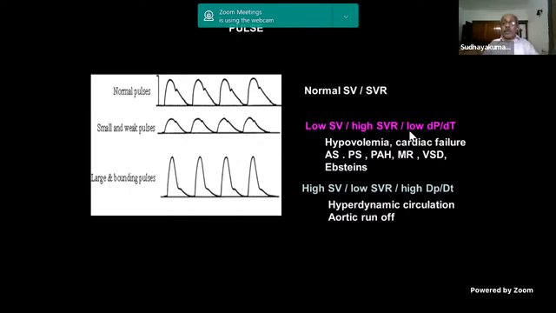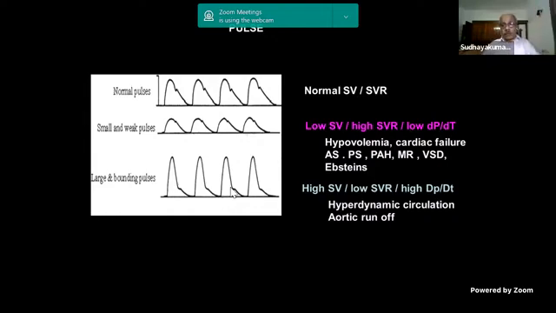Then low dP by dt, that is it rises slowly. The stroke volume is delivered slowly, so that the absolute height will be less. So in the first instance, the stroke volume is delivered abruptly, whereas in the other instance, it is delivered over a time, so the volume will be less.